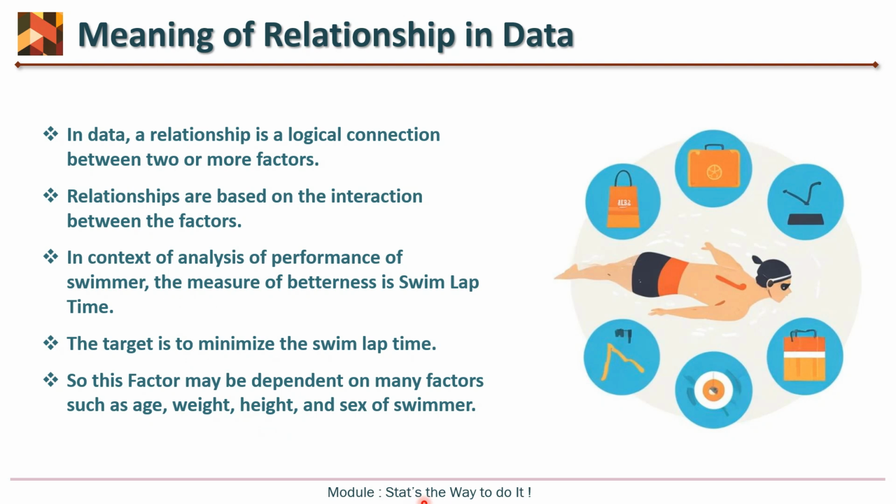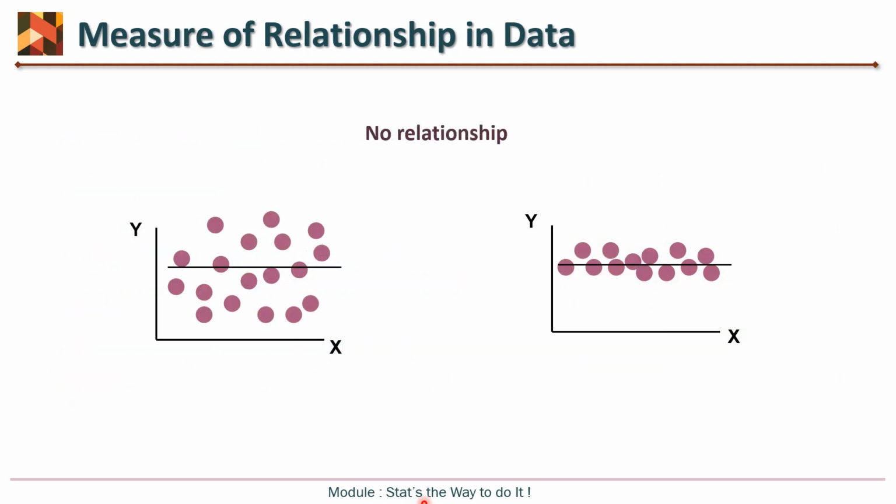Now we will proceed to the next slide. Now if there is a relationship, we want to measure it. The graphs in front of you are showing no relationship. Why no relationship? The black line you can see is entirely horizontal. I am talking about the left graph, which means that the value of y is constant when the value of x is changing. If I take x as age of a swimmer and y as lap time, this graph is showing that if the age of the swimmer is increasing, there is no change in lap time.